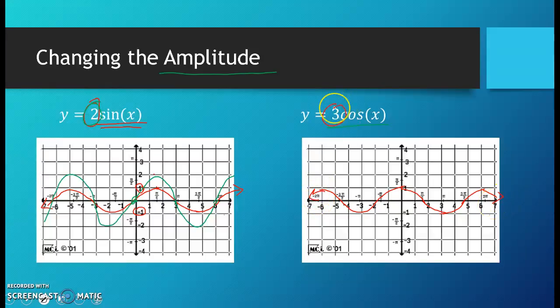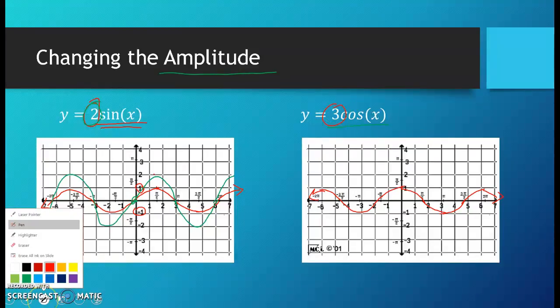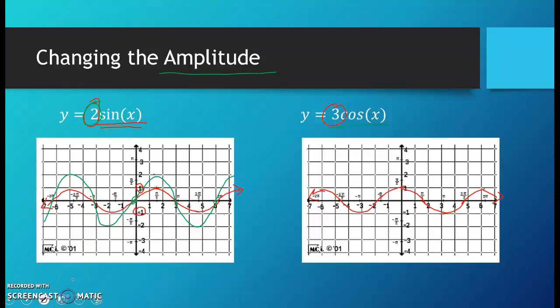But if I multiply that by 3, let me go ahead and change this, and I'm going to graph this in a different color. So instead of starting at 1, I would take the cosine value, which is 1, and multiply it times 3. I'm going to start at 3. And by the time I get to pi, I'm going to be down to -3. Then I'm going to be back up to +3 again by the time I get to 2 pi, and it's going to continue.